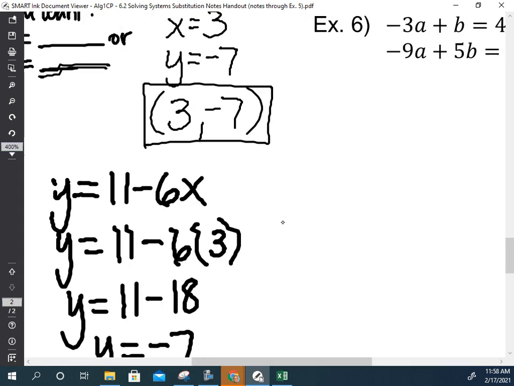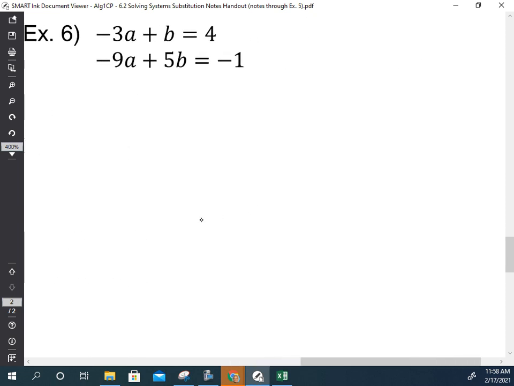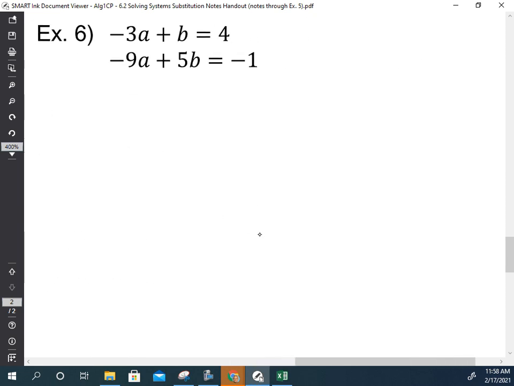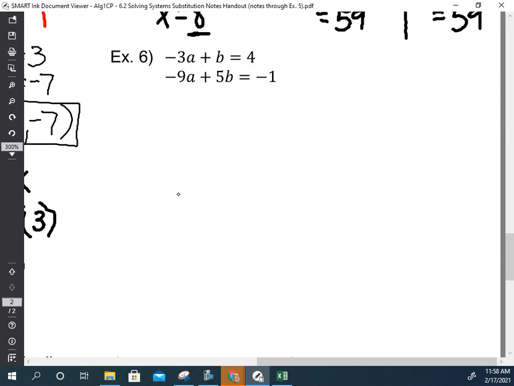Let's look at example number 6. Example 6: negative 3a plus b equals 4, and negative 9a plus 5b equals negative 1. Now, one thing you probably already noticed, we have a's and b's instead of x's and y's.